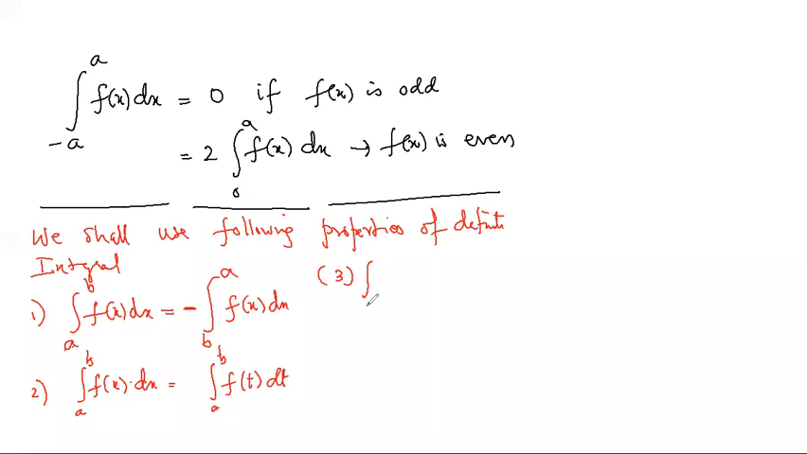Then the third property is, you can split the integral. Integral a to b f of x dx can be split as a to c f of x dx plus c to b f of x dx. We are going to use these three properties to prove this particular theorem. Let me start with the proof now.